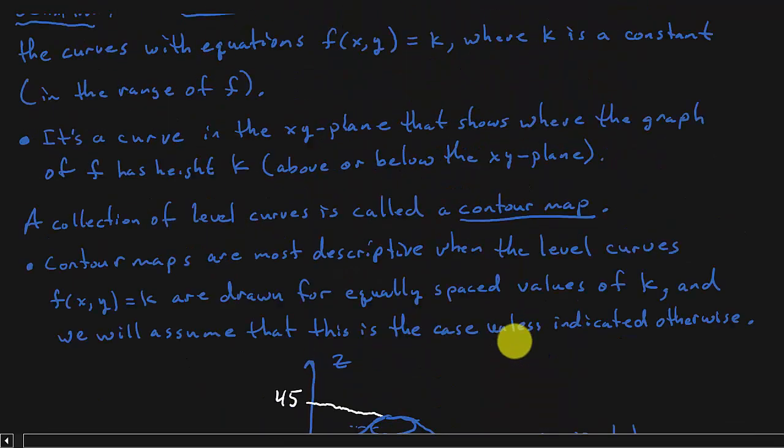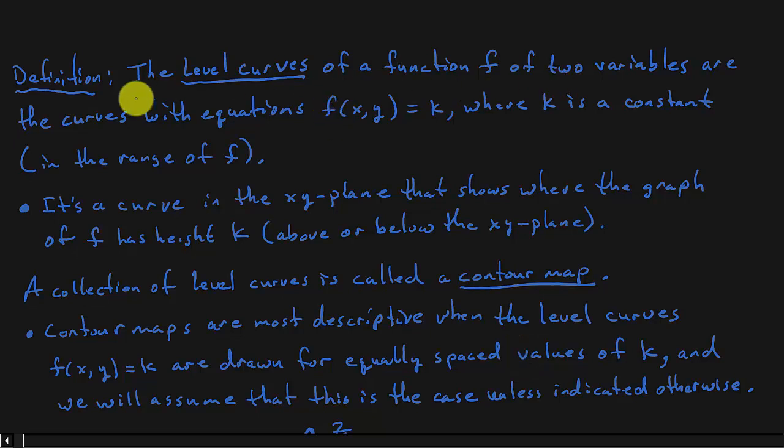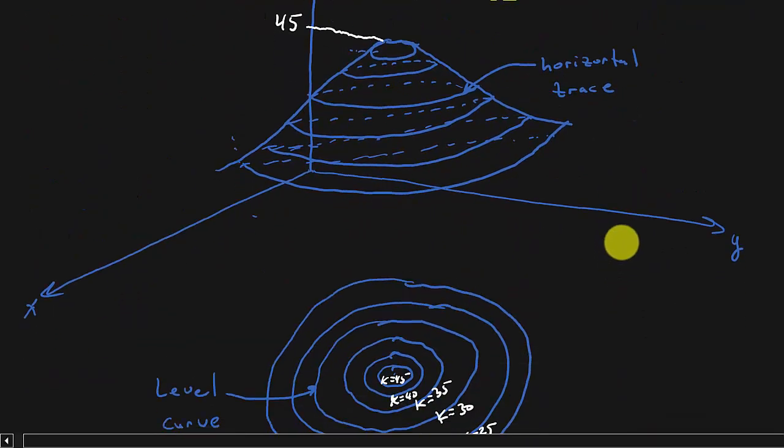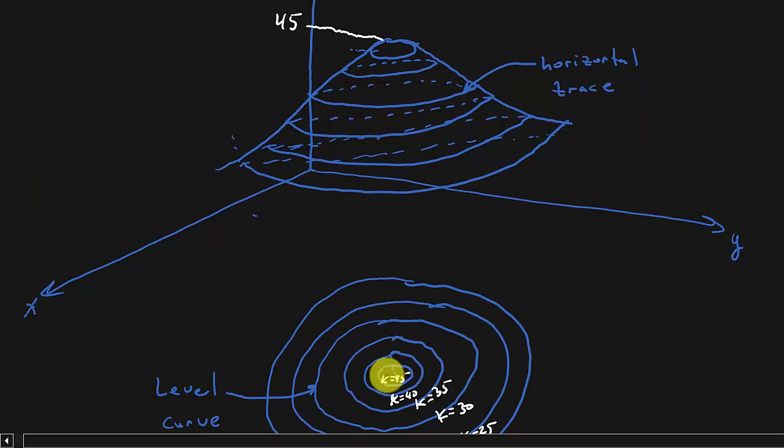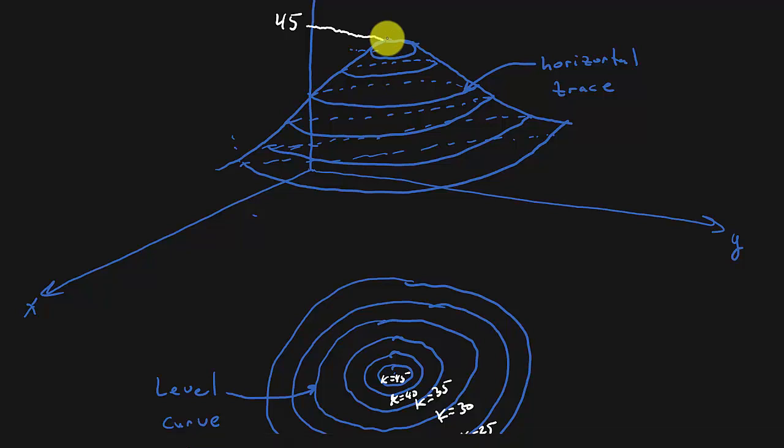Remember what it says: the level curves of a function f of two variables are the curves with equations f of x, y equals k, where k is a constant in the range of f. It's a curve in the xy plane that shows where the graph of f has height k above or below the xy plane. So on this circle here, it's showing you it has a height of 45. Hopefully that makes sense. I know I'm not the best at drawing these things, so I hope you can see it.